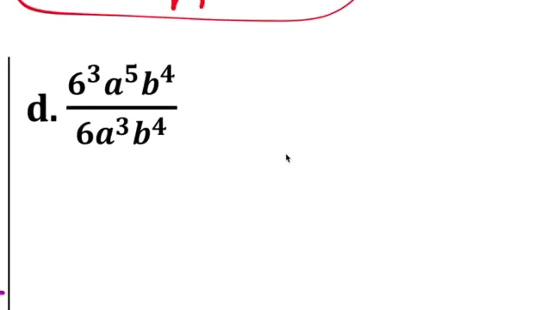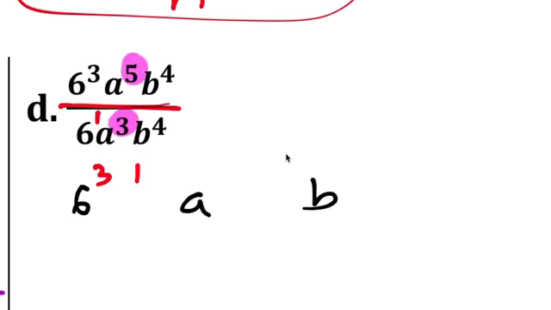Okay, exponent here, got bases of 6, a and b. Division, okay, this is division, so the 6 has an exponent of 3 and a 1. A has an exponent of 5 and a 3. B has an exponent of 4 and a 4.